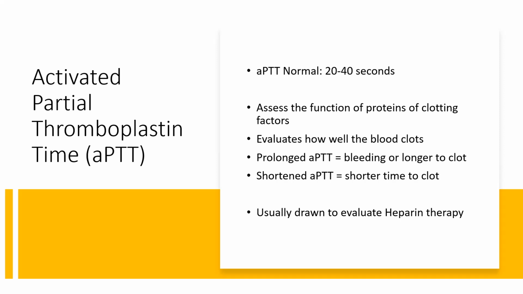A prolonged APTT means that bleeding is more common and it takes longer to clot, whereas a shortened APTT is a shorter time to clot. So the longer the time is, the longer it takes to clot, and so your patient is at higher risk for bleeding. Now, our APTTs are very common in heparin therapy. Most of the time when our patients are on some sort of heparinized therapy, we expect their APTT to be about 1.5 to 2 times the normal level. But today's focus is just on normals or abnormals, not necessarily the details of each.